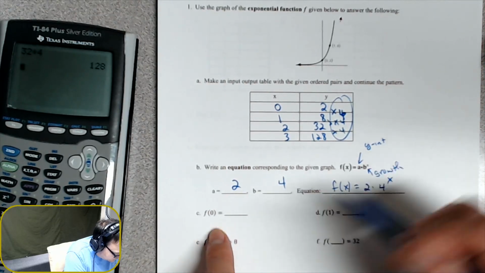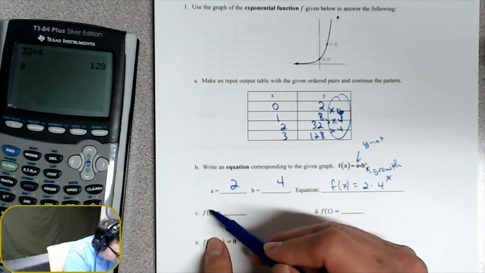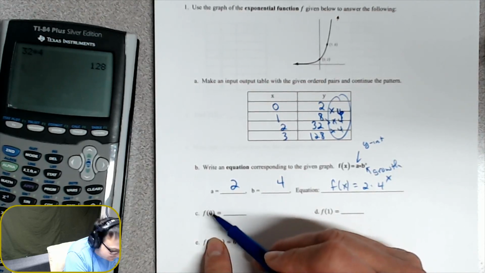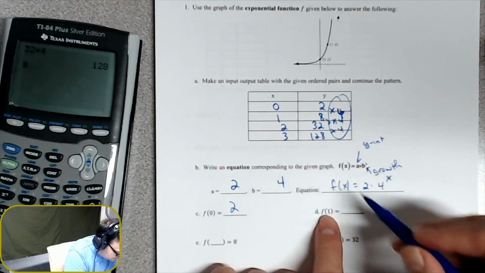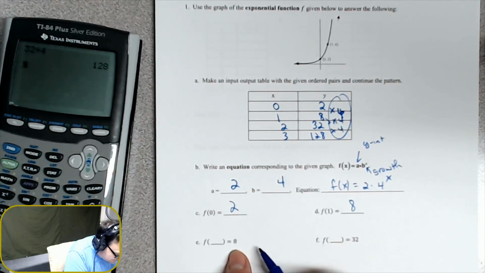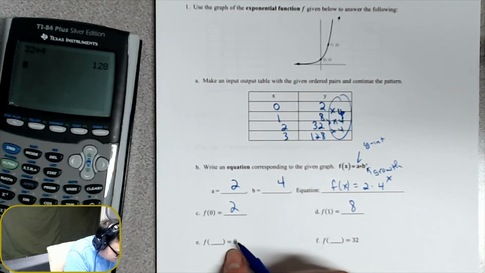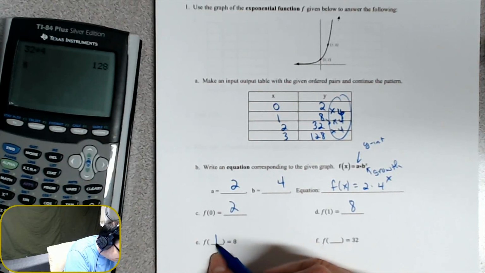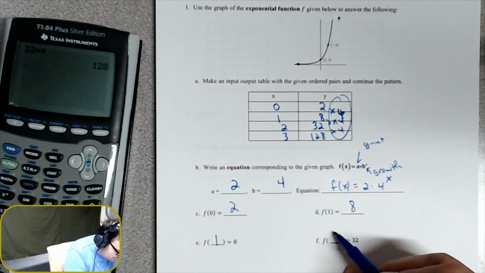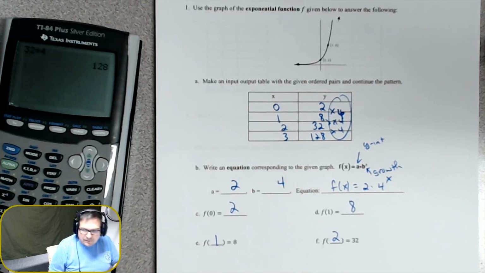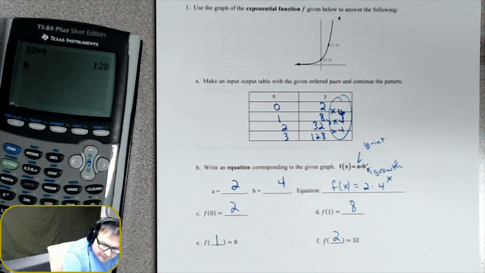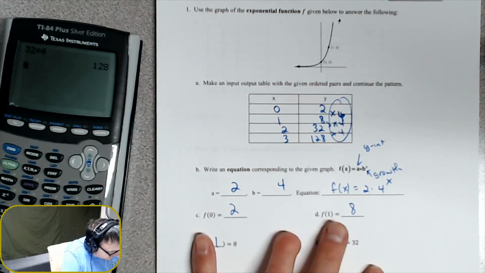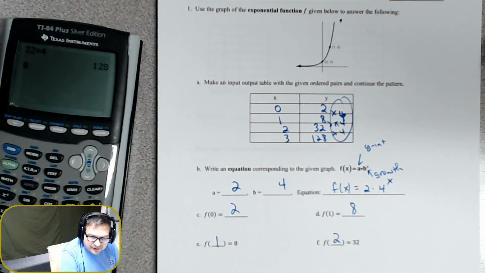Okay, so now let's read the table. F of 0, remember, if it's inside the parentheses, that's the x. Inside the parentheses, the x is 1. But outside the parentheses, that's the y. The y is 8. What's the x? 1. The y is 32. What's the x? 2. Remember how we fill in those charts? We've been doing that all year also. So refresh your memory on that. Like I said, if you're good on this review, you're good on the final.